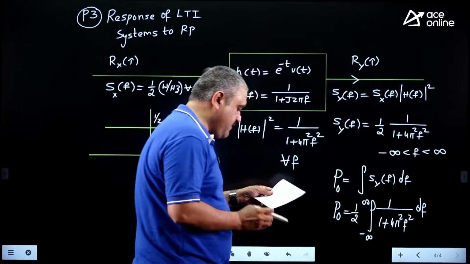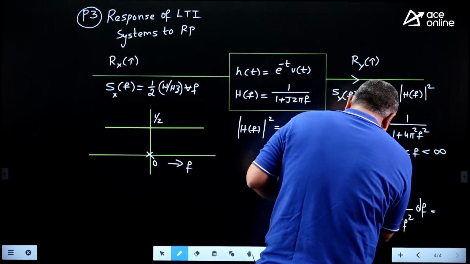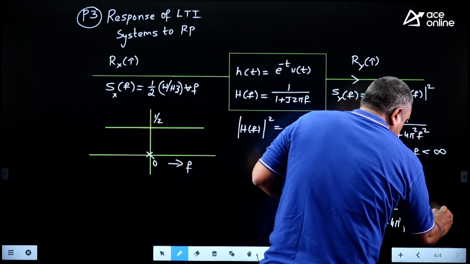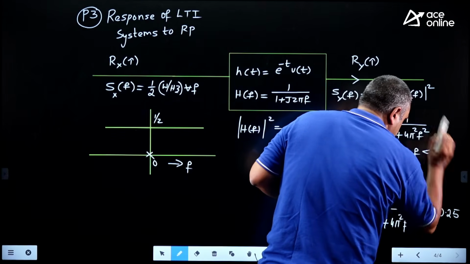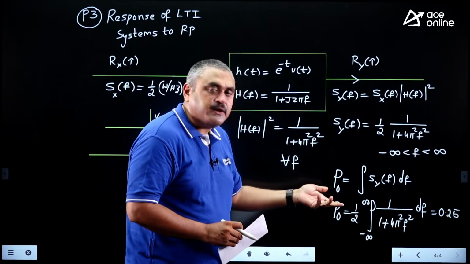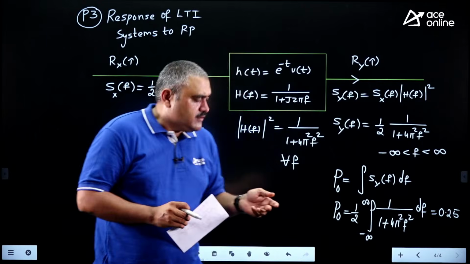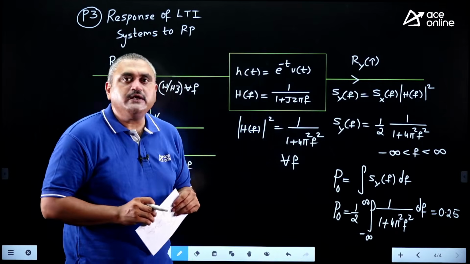Now if you simplify this value, you will get this value as 1/4. I think its value will be 0.25, a simple integral value. You can write 2 pi f whole square, take some parameter y, just do the integration, you will get its value as 1/4 or 0.25.